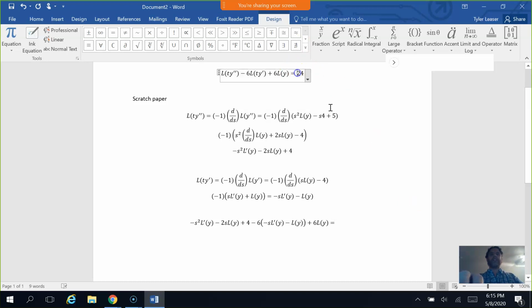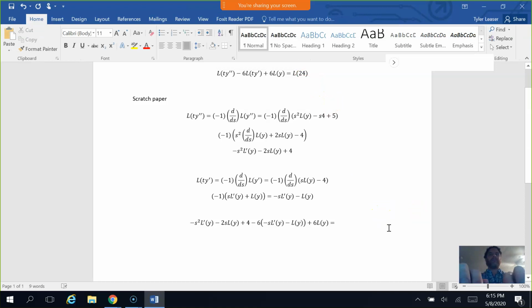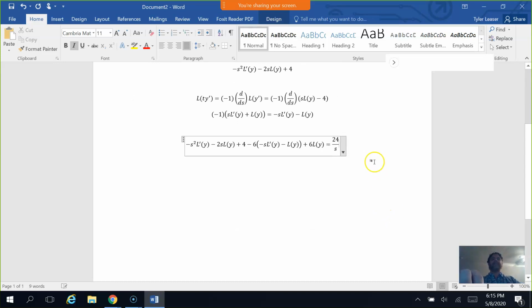Oh, and I forgot to take the Laplace of the 24 on the other side. That was my bad. You do have to take the Laplace of this. You pull that 24 out, and then the Laplace of 1 is 1 over s. So this is going to end up being 24 over s on the end.